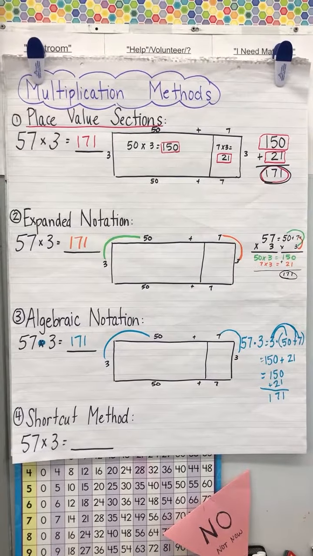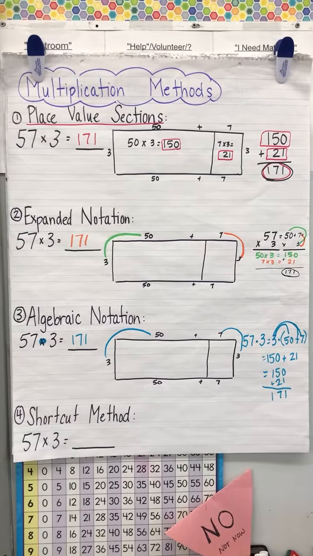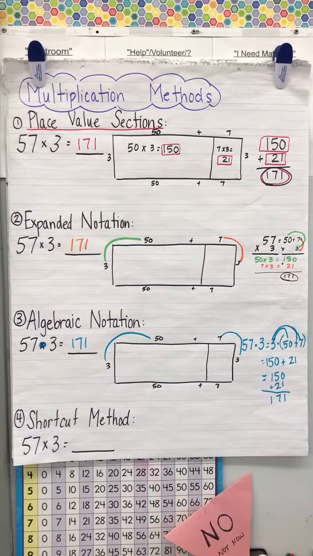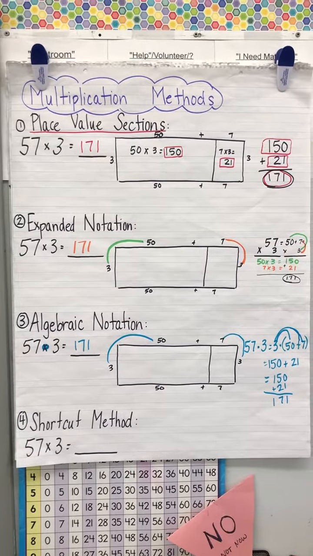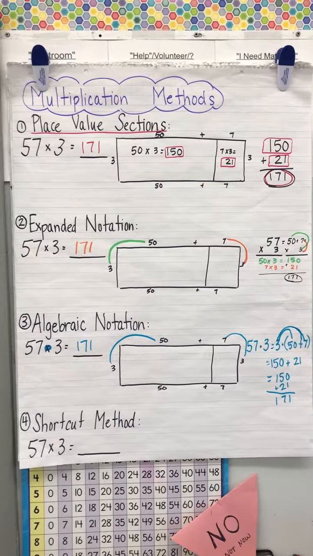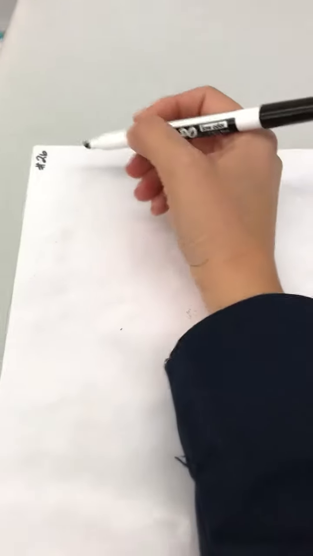So I'm gonna go ahead and show you this 57 times 3 problem in 4 different ways, like I have up here on the poster. And I'm gonna go ahead and get started on modeling it for you on a whiteboard. So here we go for place value sections. We're going to come over here to the whiteboard. And on the whiteboard, I'm going to show you at the top the name of the method.